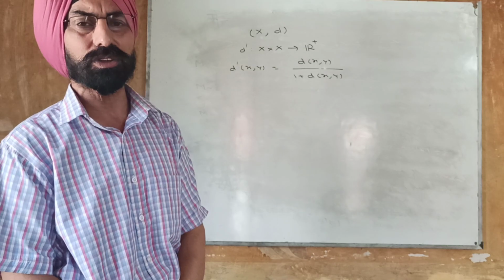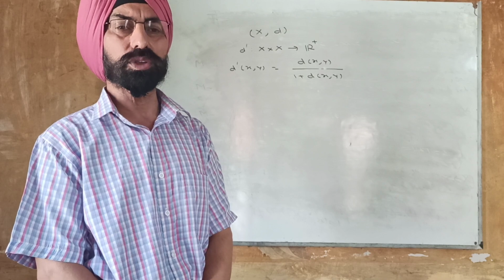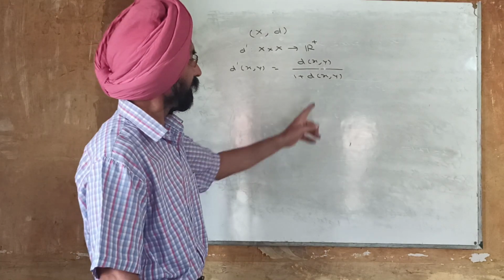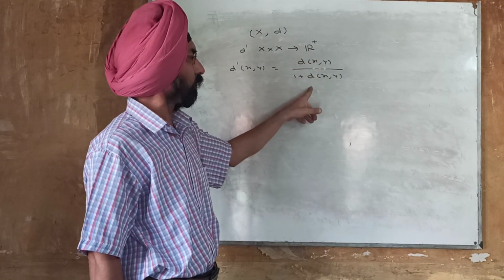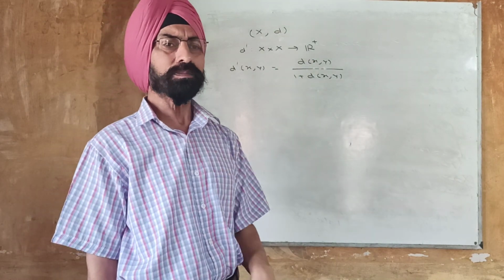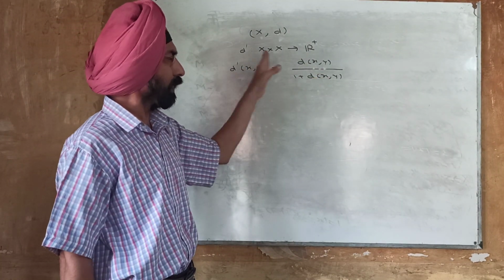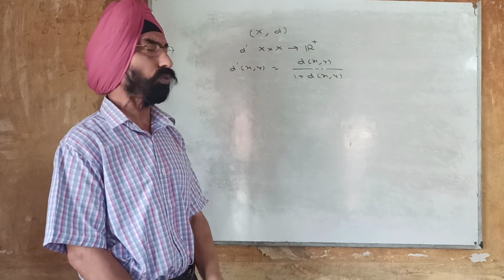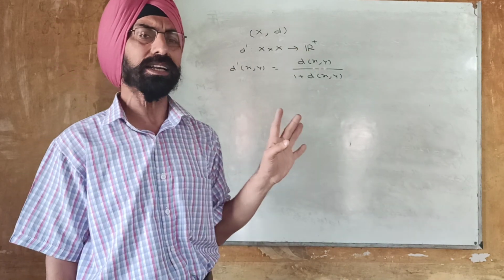The second property is also very much clear. The third one: d dash xy is equal to 0 if and only if x is equal to y. Suppose x is equal to y. Since x is equal to y, d of xy will become 0 as d is a given metric. So 0 upon 1 will be 0, so d dash xy will be again 0. Conversely, if d dash xy is 0, cross multiplying you will get d of xy is equal to 0, but d of xy equal to 0 implies x is equal to y because d is a given metric. So the first 3 properties are obvious.